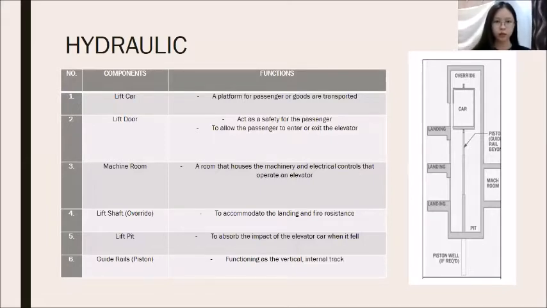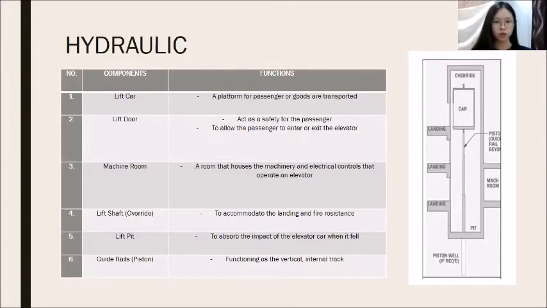The components in the hydraulic lift are the lift car, a platform for passengers or goods to transport vertically, and the lift door, which acts as a safety measure for the passenger and allows the passenger to enter or exit the elevator. The lift shaft accommodates the landing and provides fire resistance, and the lift pit is to absorb the impact of the elevator car when it falls.